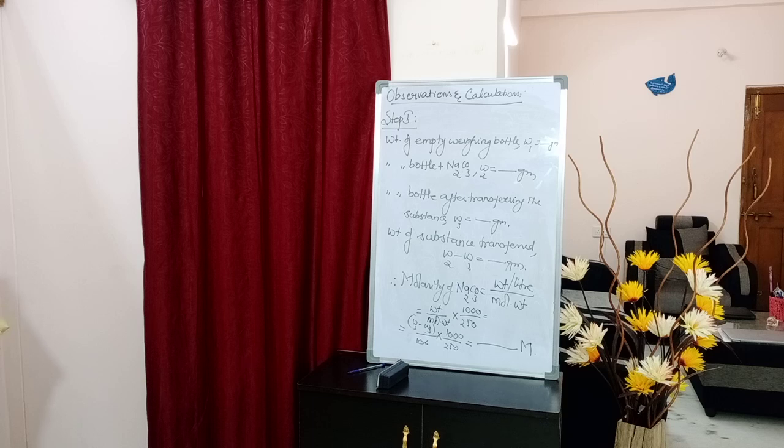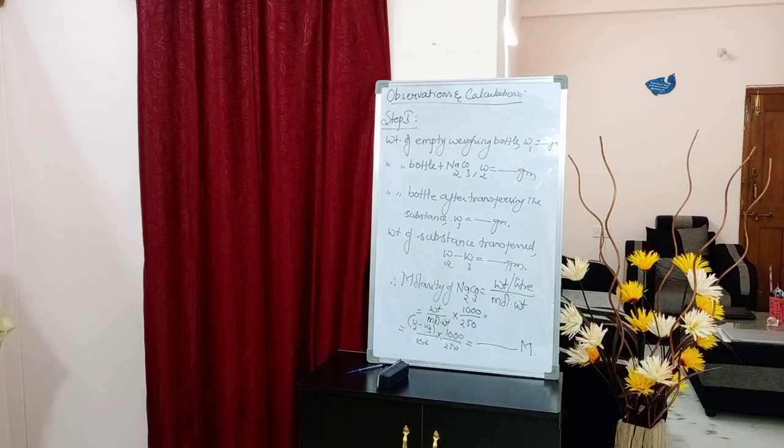Next, weight of the bottle plus Na2CO3. How much will you take? 1.325 grams. Okay. So weight of the bottle plus Na2CO3 1.325 grams, comma, the total weight will be W2 is equal to dash grams. Below, weight of the bottle after transferring the substance. Okay. I told you that the substance should be transferred into the volumetric flask. So after transferring the substance, you will again go back and weigh the bottle, that is W3.